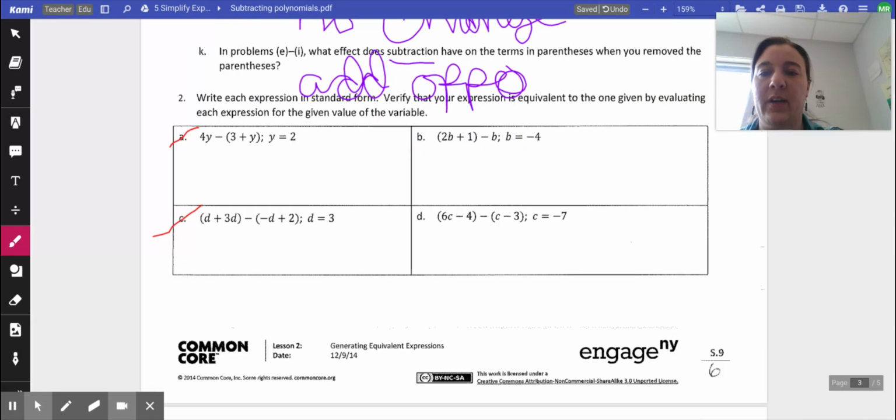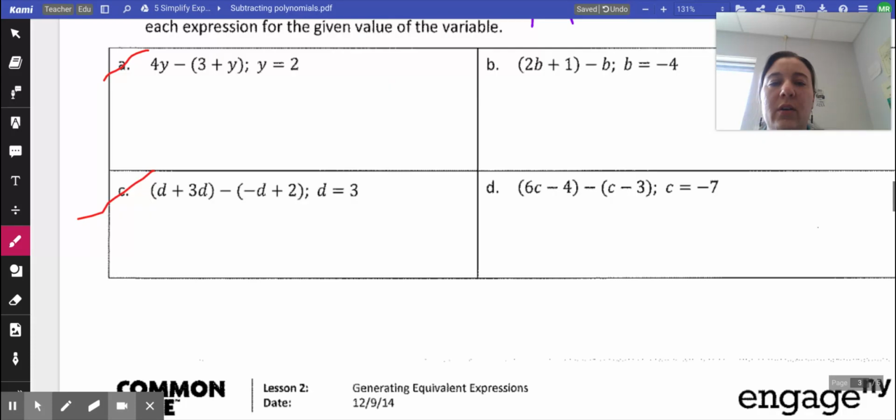Okay, let's see. Should I do these or should I do a different one? I'll do this one. Oh, no, wait, I crossed those off. I said, let's not do those. You don't have to do them, but I can do it. All right. PEMDAS says parentheses first. Can I combine a negative D with a 2? No. Can I combine a D with a 3D? Yeah, I can. Cool. That's 4D.